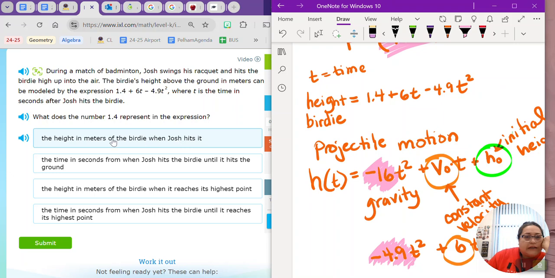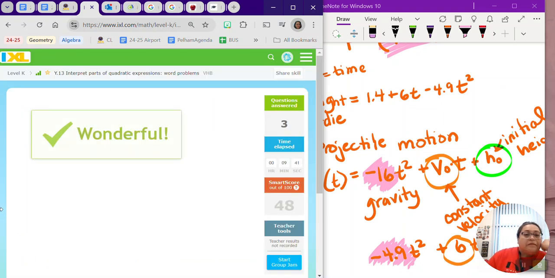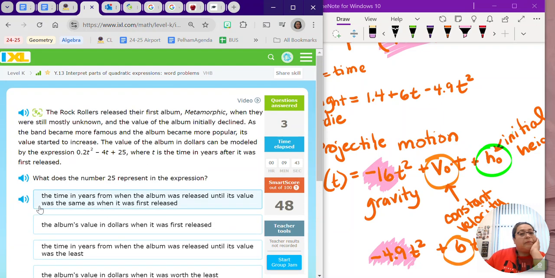Right? Initial height in meters when it got hit initially. So this one has to be it. It's not the highest point. It's not time, so it's not those two. 48. 8 problems, 48.